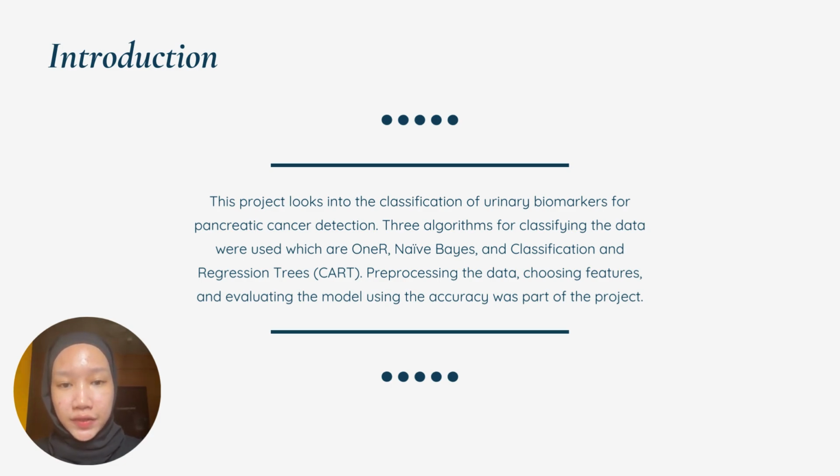Identifying pancreatic cancer is difficult since it is hard to detect the disease early on. By using a Kaggle dataset, this project looks into the classifications of urinary biomarkers for pancreatic cancer detection. There are three algorithms for classifying the data that we use in this project, which are 1R, Naive Bayes, and the classification and regression trees, CART model. Pre-processing the data, choosing features, and evaluating the model using the accuracy was part of this project. The outcome demonstrates how successfully each algorithm separates pancreatic cancer patients from healthy individuals.